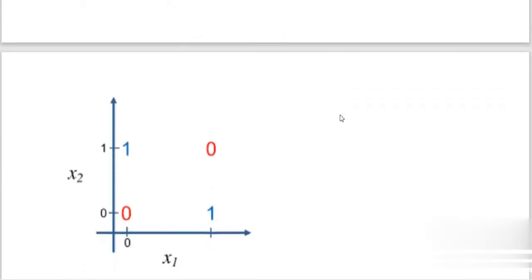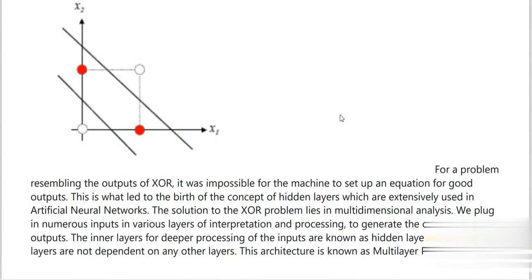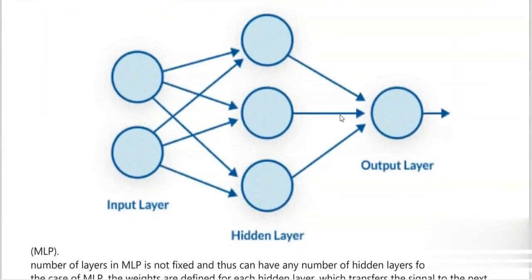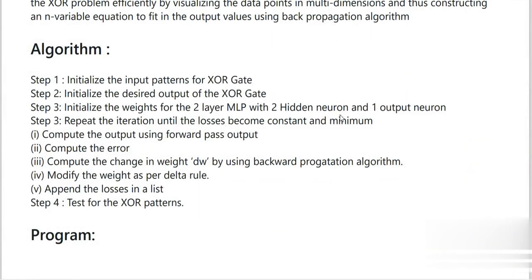First of all, we have to analyze the implementation steps or algorithm of the multilayer perceptron for non-linearly separable data. The first step is to initialize the input patterns for the exclusive OR gate. So we have to identify the input features for the XOR gate. The second step is to initialize the desired output for the XOR gate. That is, we have to declare the required output for the exclusive OR gate.